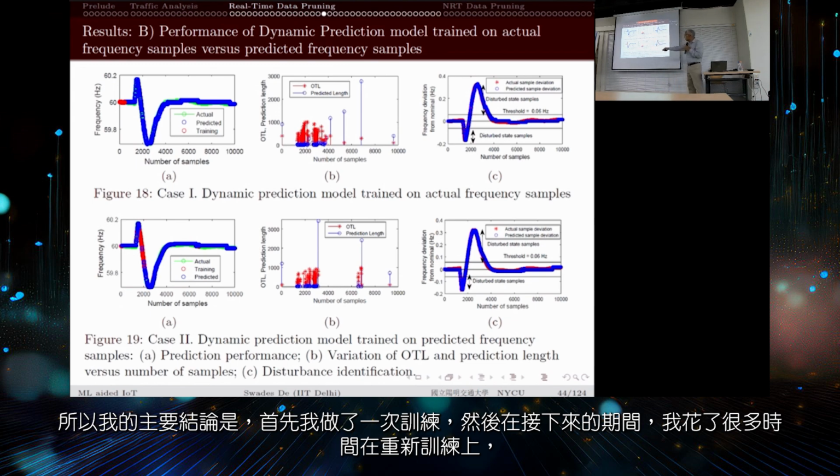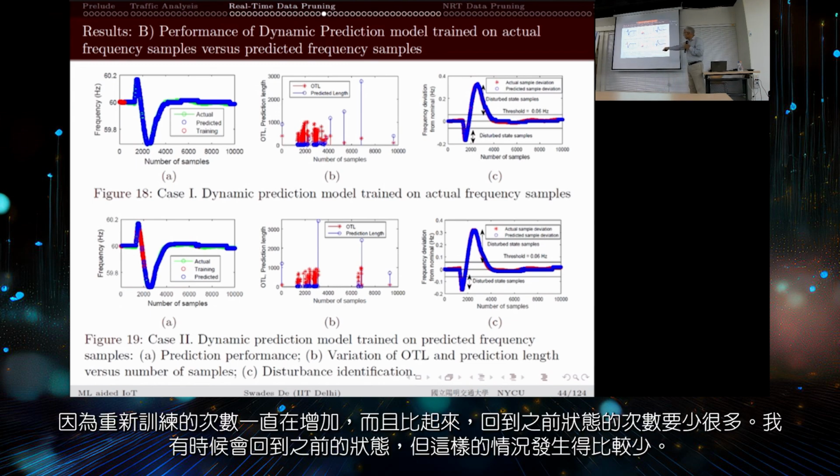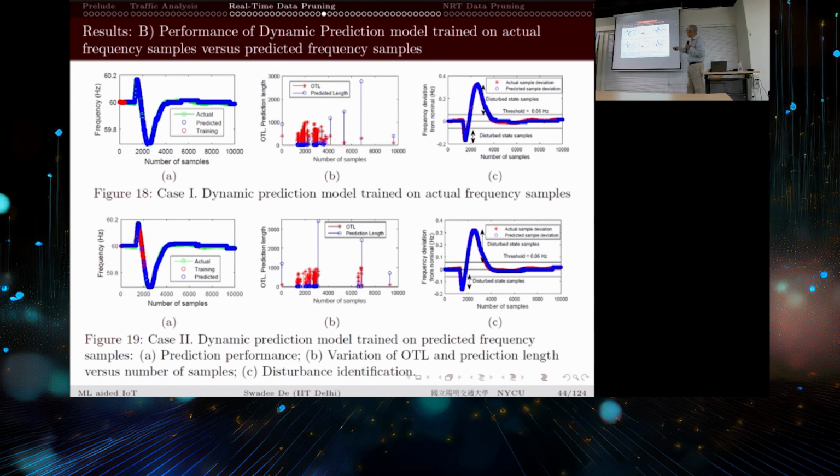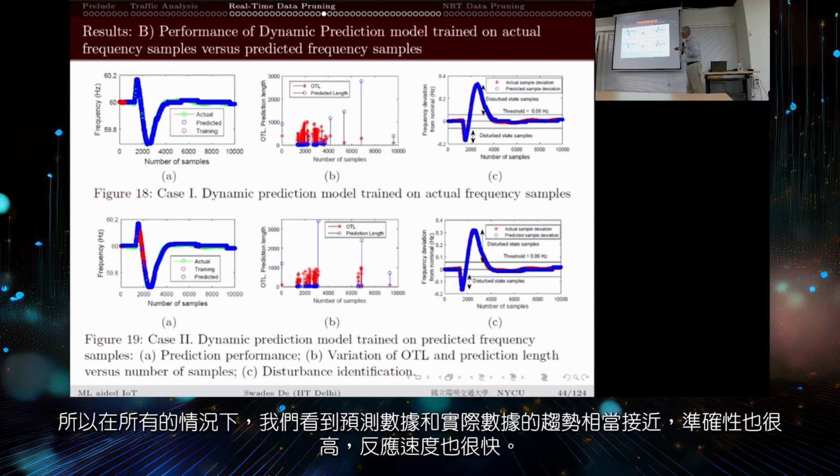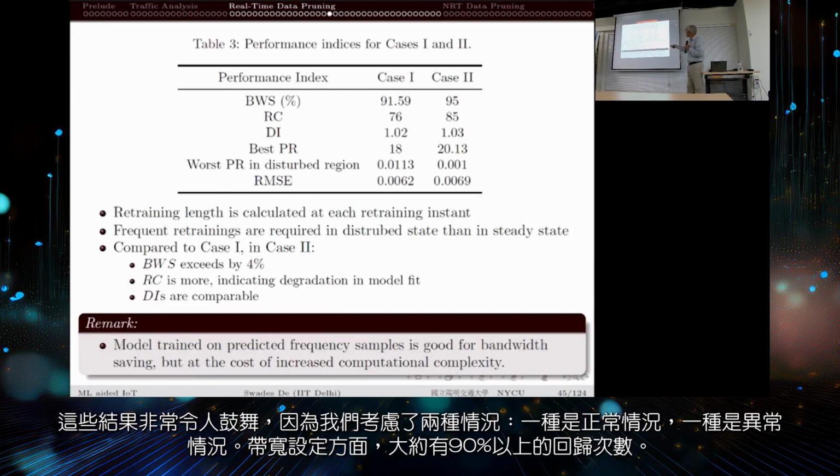during the disturbed period I am spending a lot of time in retraining, because the retraining count is increasing here, and here much less retraining. I have retraining here, and then subsequently much less. Okay. So in all cases we are seeing that the predicted data and the actual data are following reasonably, quite accurately, and quickly.